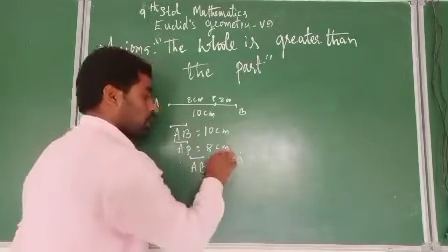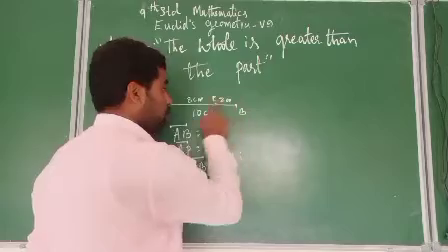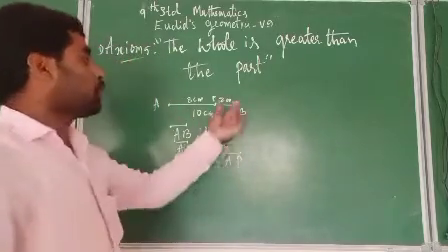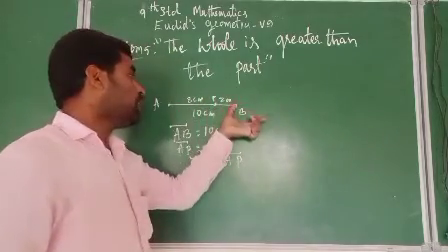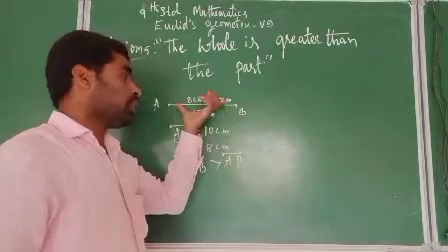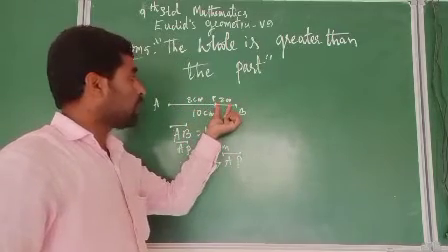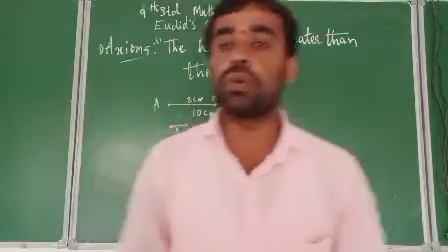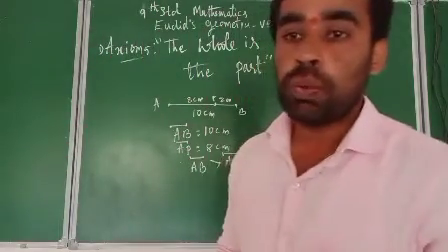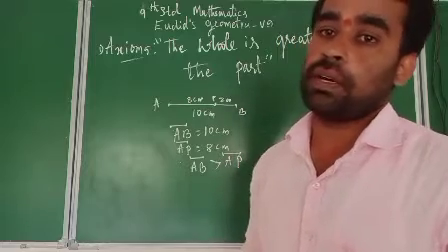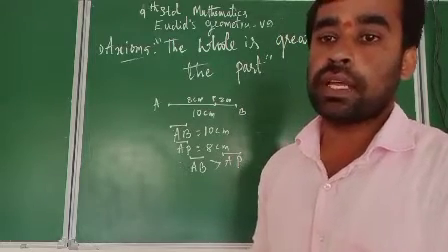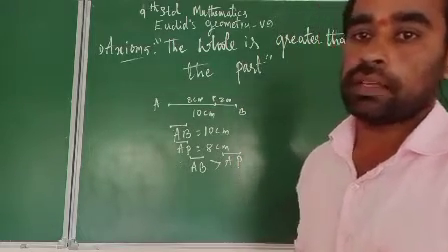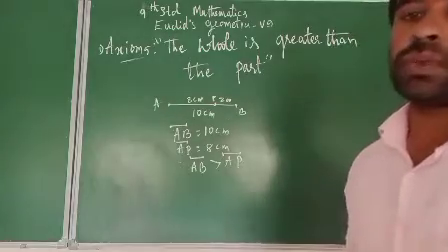Is it clear? Even so, you can compare PB with AB. PB is equal to 2 centimeter and AB is equal to 10 centimeter. Therefore, AB is greater than its part PB. Therefore, we can easily conclude that always the whole is greater than its part. This is axiom number 5. Take note, students.